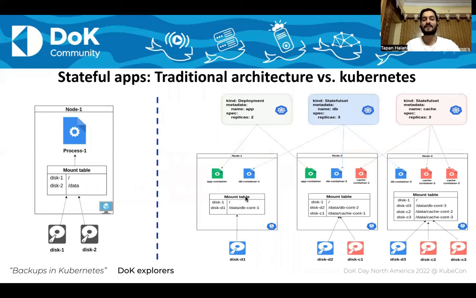How has the deployment of stateful applications changed? Well, this slide will give a rough idea where on the left side, we see a traditional virtual machine based, not highly available data application. While on the right hand side, we see a Kubernetes cluster with two stateful applications, one database and one cache, designed in a highly available way.